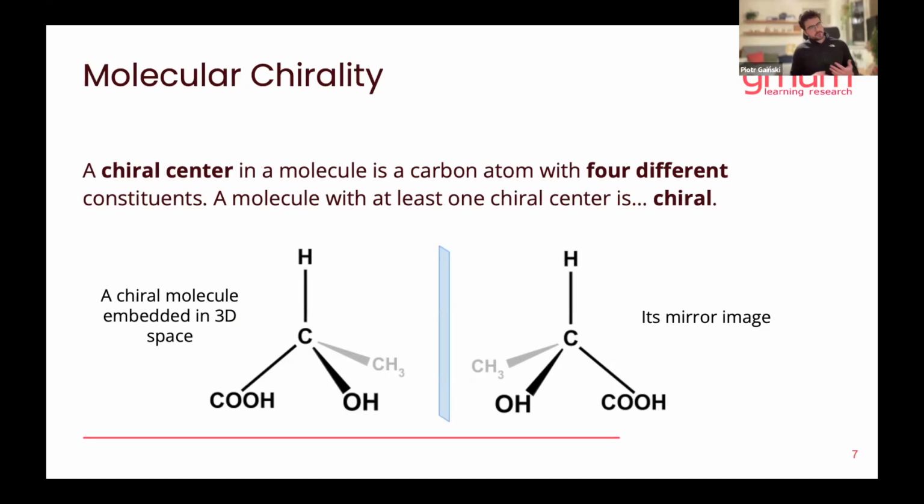The same thing happens for molecules. In molecules, we usually talk about tetrahedral chirality. A chiral center in a molecule is a carbon atom with 4 different constituents, and a molecule with at least one chiral center is chiral because you can mirror image that molecule. Here we have an example of a chiral molecule, and on the right side you have its mirror image, which again cannot be rotated and translated back to the original one.